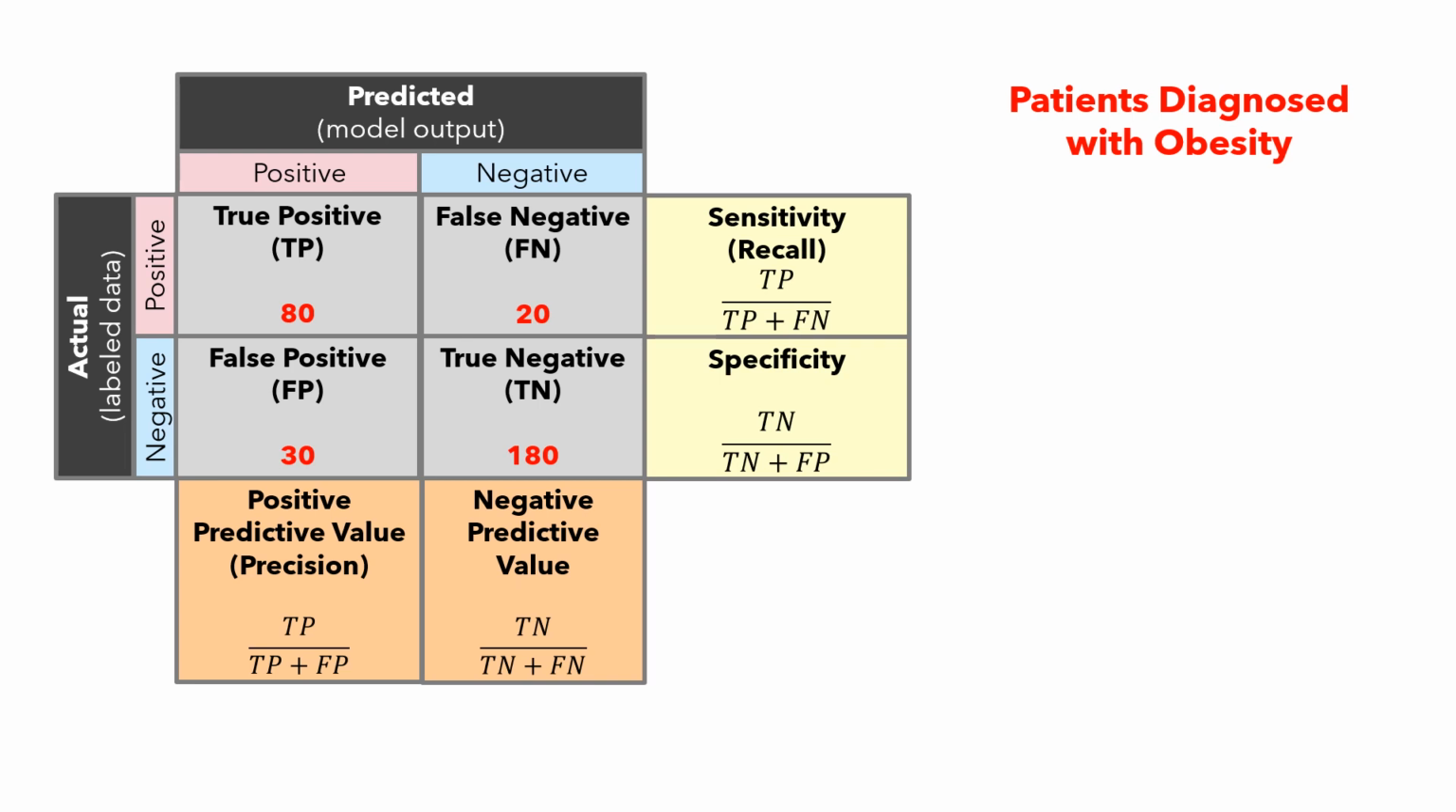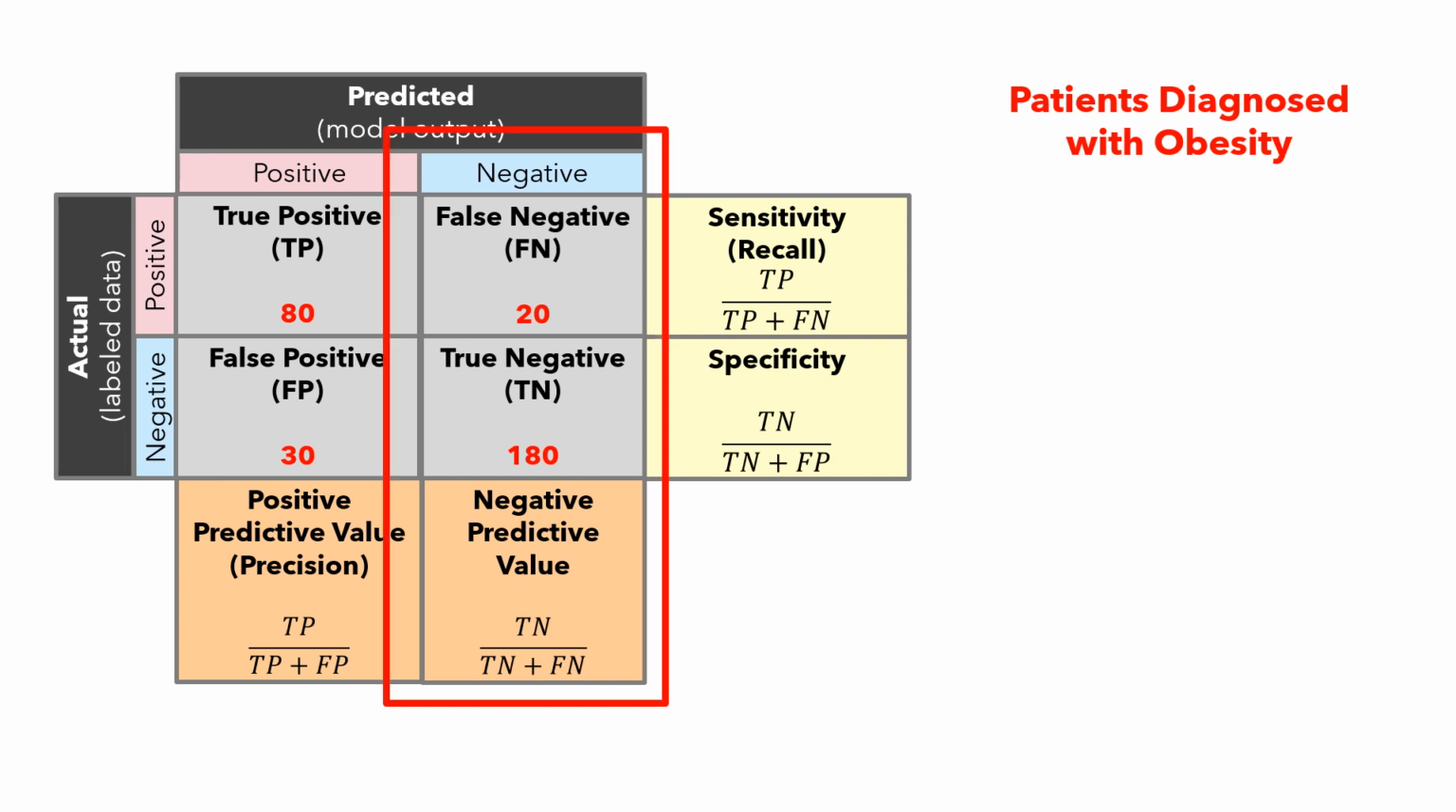Next, the negative predictive value, which is the counterpart to the positive predictive value. This considers all of our negative predictions. Here we're dividing our true negatives by our true negatives and false negatives, which gives us 0.9. This means that for all of the members our model said would not develop obesity, 90% of them were correct, while 10% of them did end up developing obesity.